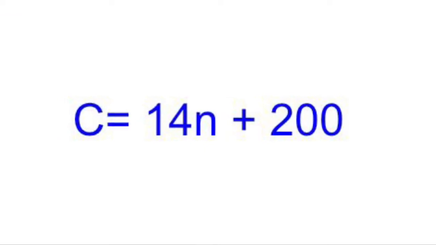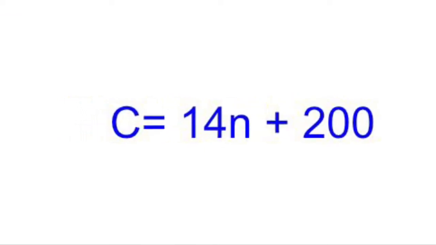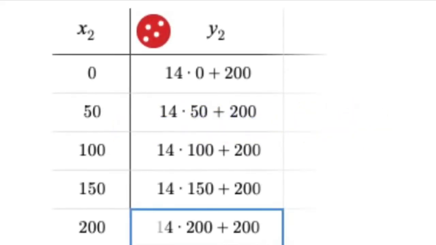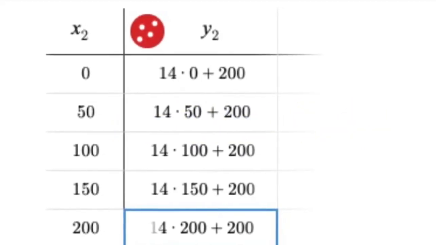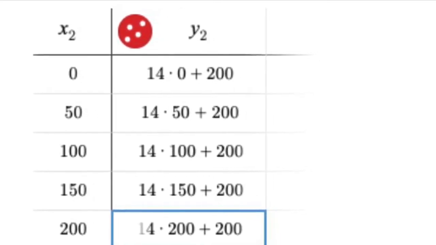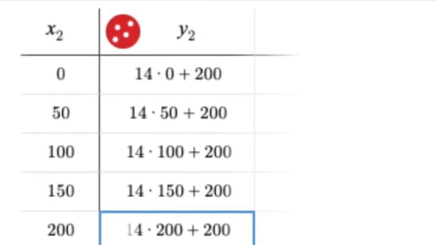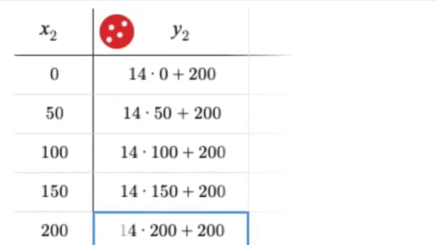So menu 2 had the equation C is equal to 14n plus 200, and that means it was jumping 14 every time and it started at 200, and that means we'd have to go 14 times the number of people plus 200, and so these are the calculations we'd need to do. And when you do those calculations, the table of values you will get will look like this.